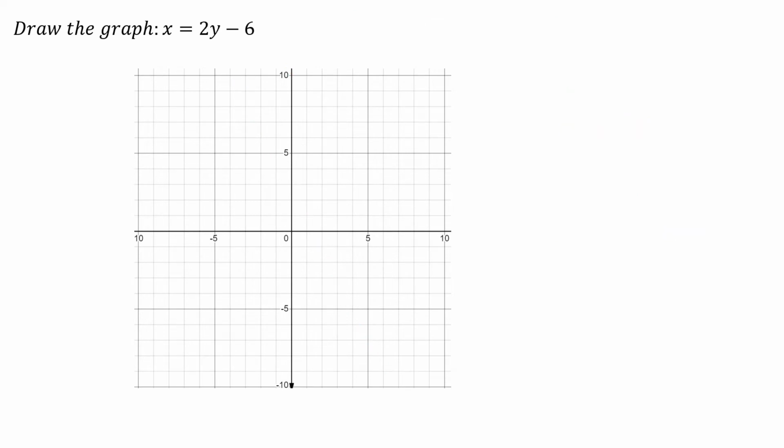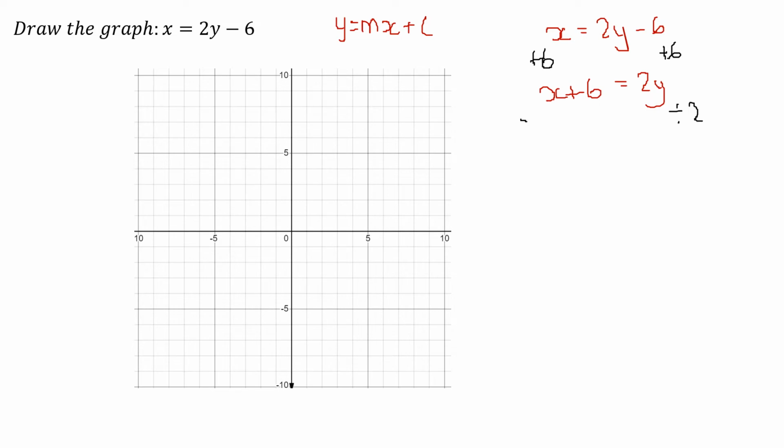So next example, we're wanting the form y equals mx plus c. Currently, x is our subject and we want y, so we're just going to need to rearrange it. So we've got x is equal to 2y minus 6. So I'm going to add 6 to both sides first, which leaves me with x plus 6 is equal to 2y. And then we need to divide both sides by 2 because y is currently being multiplied by 2. So divide by 2. We would be left with a half.